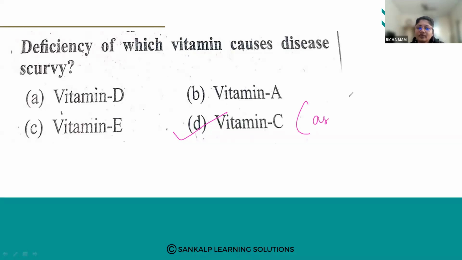Vitamin C is nothing but ascorbic acid. If you have a very small amount of ascorbic acid, or vitamin C, in your diet for a very long period of time, then you are going to get this particular disease, that is scurvy. Whoever does not get proper nutrition of vitamin C will get this disease, scurvy.